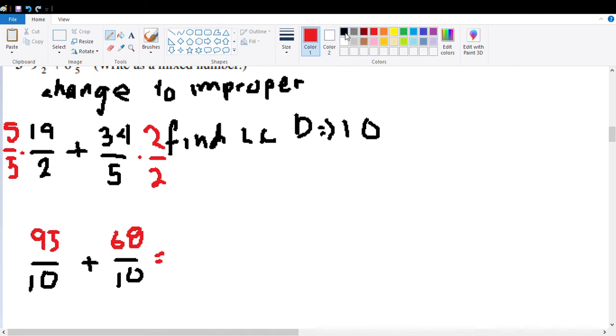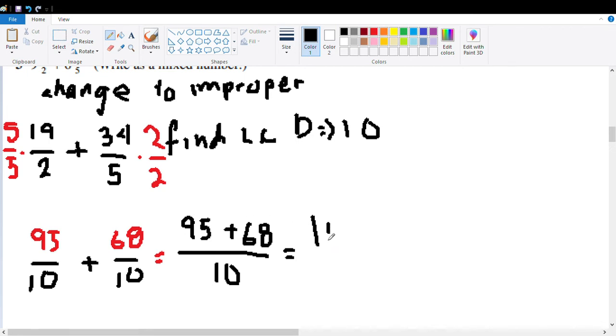Before we start adding, well, we're going to put that into one fraction. So it's going to be 95 plus 68 over 10 plus 10. No, it's going to be over 10. Now we're just going to add 95 plus 68, which should give you guys 163.